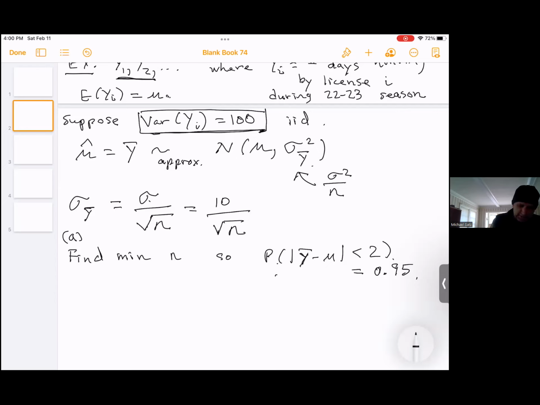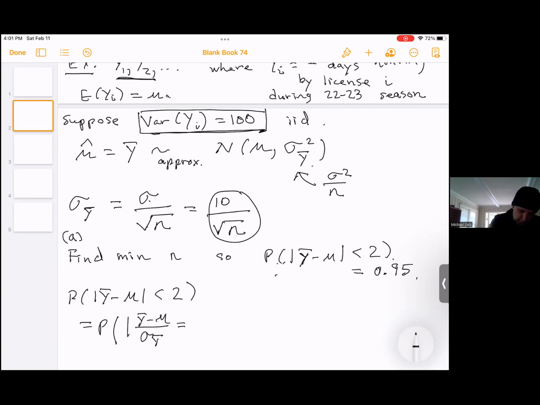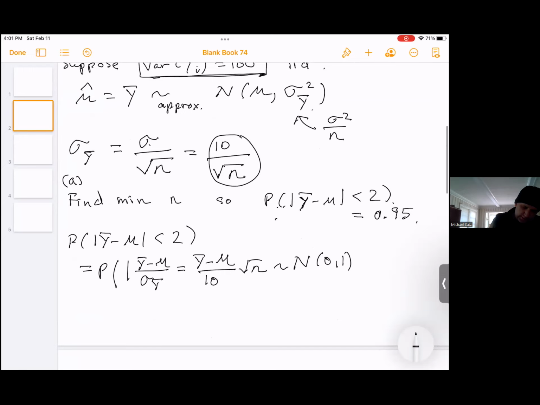Been talking long enough. So what does this say? Let's write the probability that |y bar minus mu| is less than 2 is equal to the probability, let's divide by its standard error. So y bar minus mu over sigma y bar, which is just divide by this, right? So this is just equal to a standard normal: y bar minus mu over 10 over square root of n, normal 0, 1. It's the probability that this is less than, well, I have to divide both sides by this, so 2 times square root of n over 10.